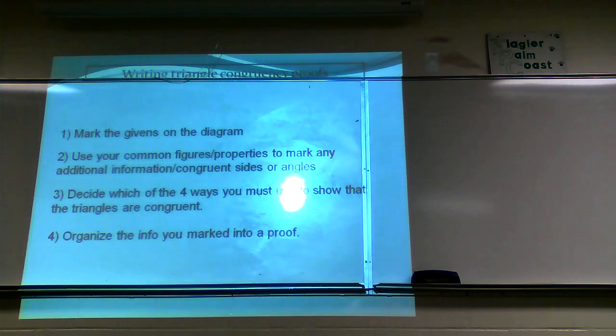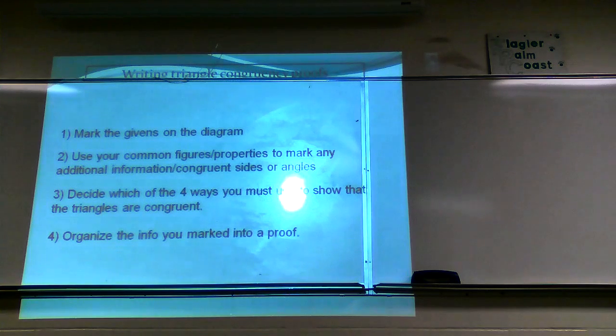All right. Fourth thing is organize it into a proof. This is basically the writing step. What you'll see is when I do these, at least in the beginning, like probably the ones today, as I go through steps 1 and 2, I'll probably label each thing I mark as step 1, step 2, step 3, and so on, so I know exactly what I'm going to put into my proof.